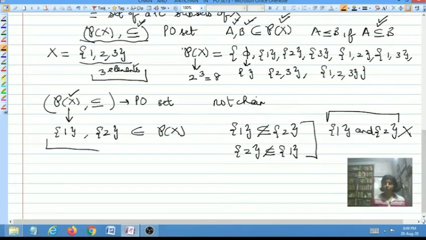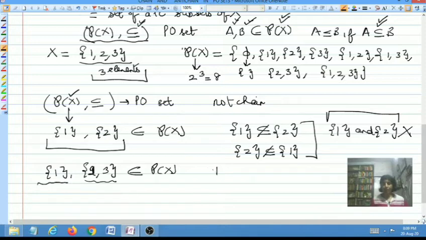Instead of taking these 2 singletons, I could have given the same argument by taking, let's say, {1} and {2, 3}. These 2 are elements of the power set of X. So this is the singleton element consisting of just 1, and this is the set consisting of 2, 3.